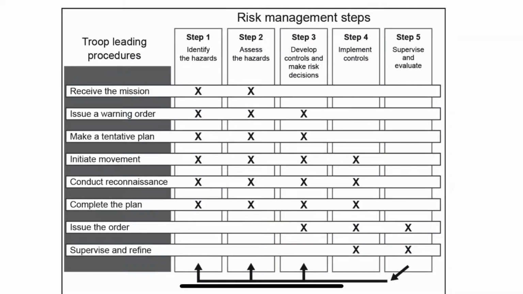right? And so here's a quick screenshot from the ATP, and it goes through and identifies where everything is happening along with our troop leading procedures, right? So we receive the mission, we issue that order, and we make a tentative plan. And so we're going through those first 3 steps in our risk management of identifying the hazards, assessing the hazards, and developing controls, right?